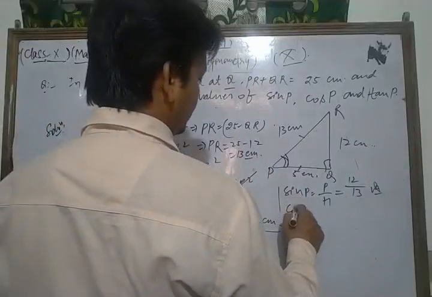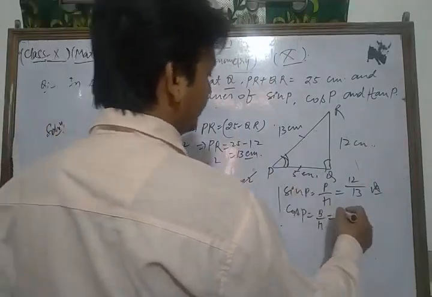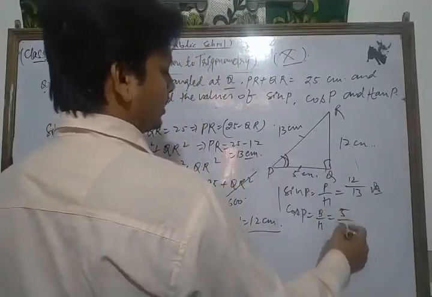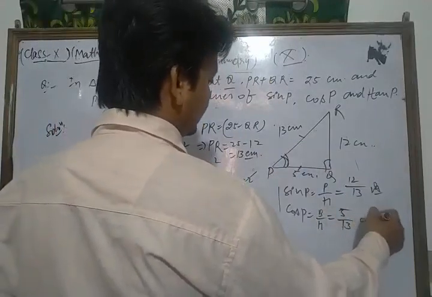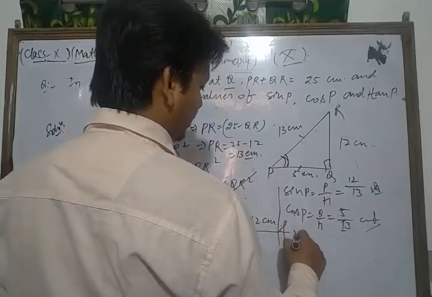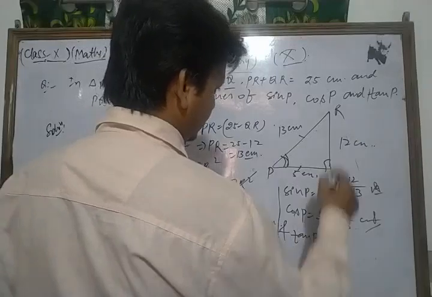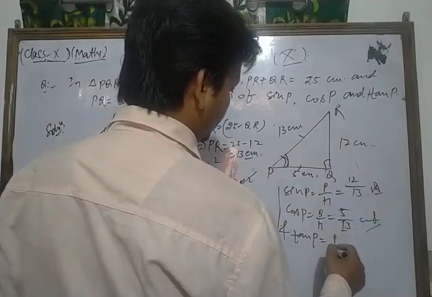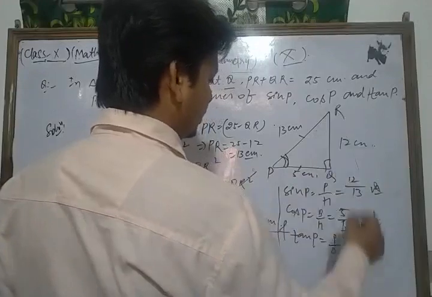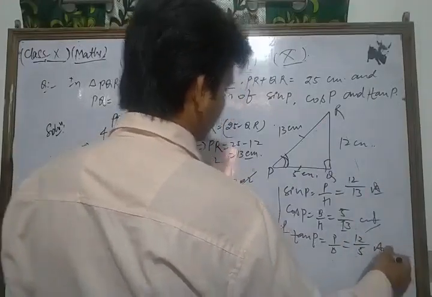Cos of angle P means base upon hypotenuse. So base is 5 and hypotenuse is 13. That is one answer. And tan of angle P is perpendicular upon base. Perpendicular is 12, base is 5. So this is another answer.